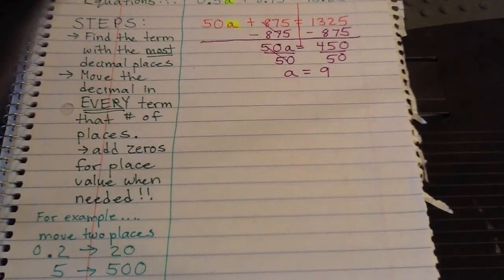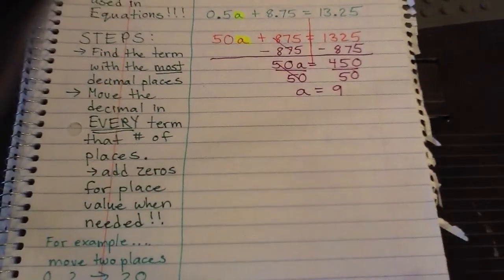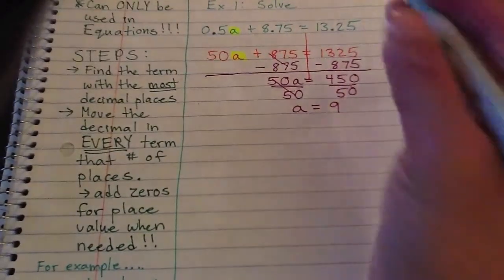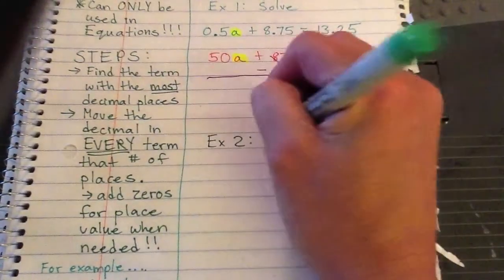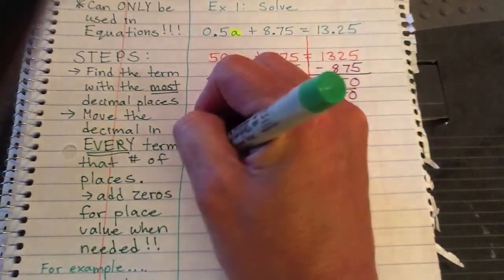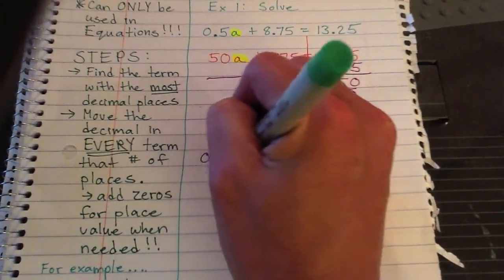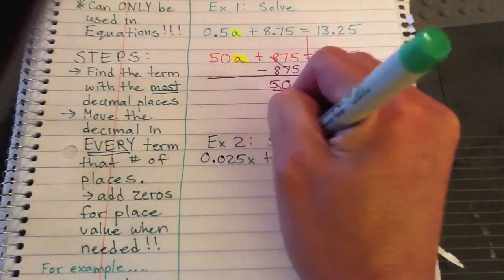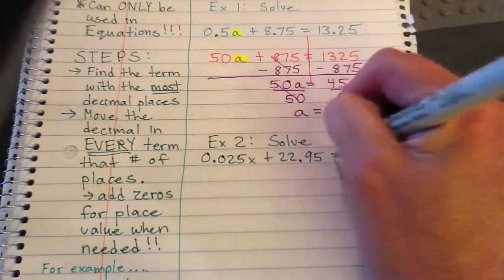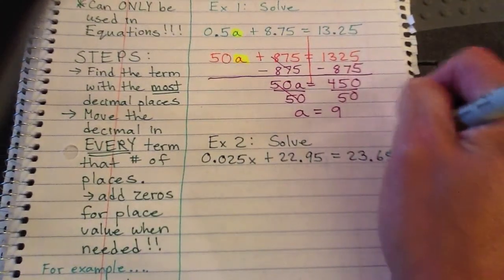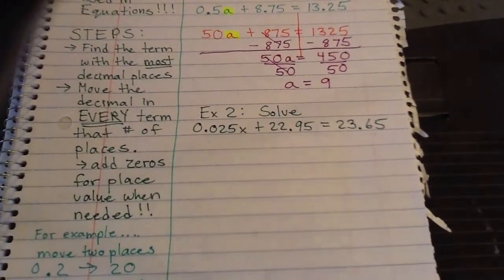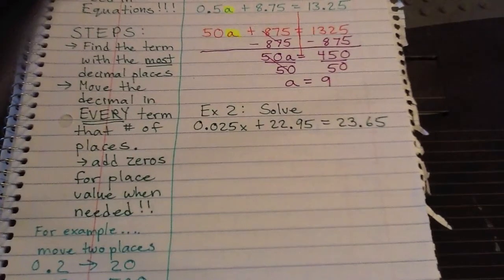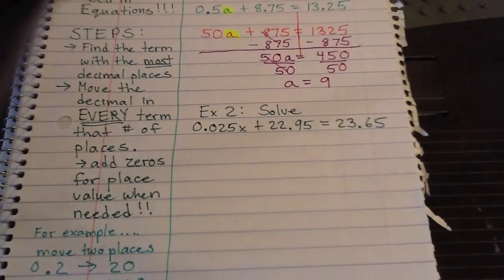I'm going to write it down. You try to figure out how many places you need to move everything over and rewrite the equation. Hit pause and then listen to me to make sure that you understand how to do that. So we're solving again. 0.025x plus 22.95 equals 23.65. So look at that. Think about how many places you should have to move everything over. Rewrite the equation, hit pause while you do it, and then hit start when you're ready to go.